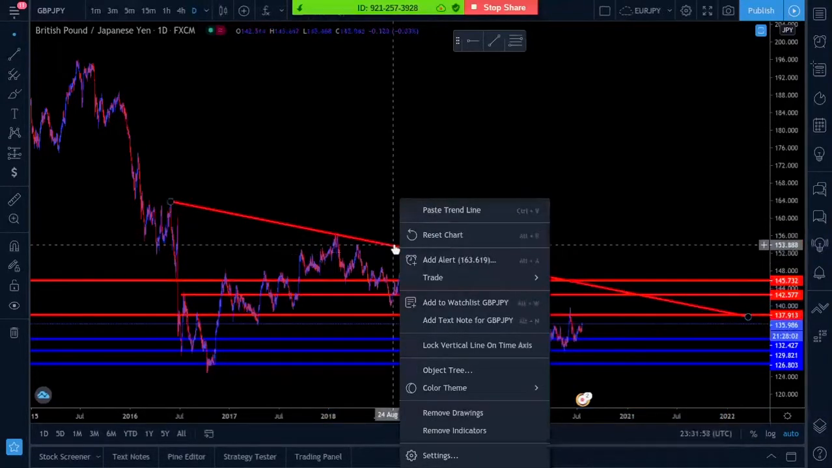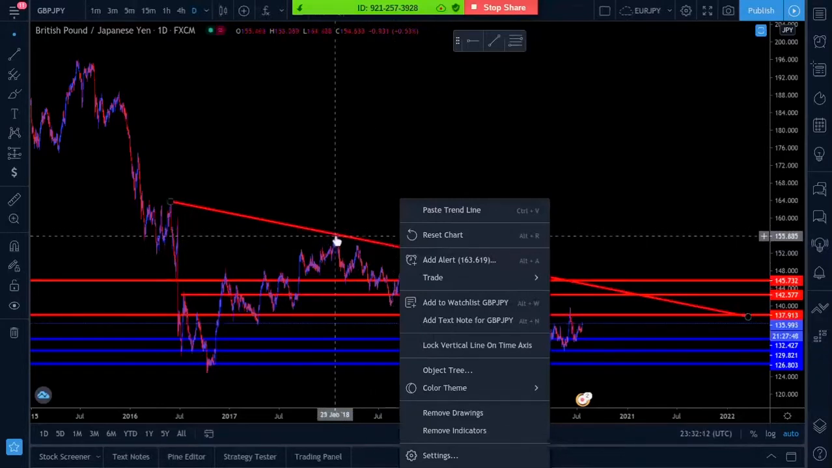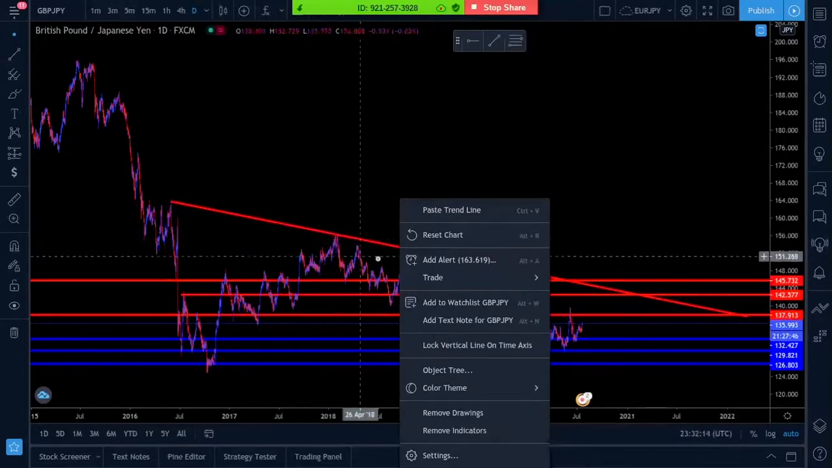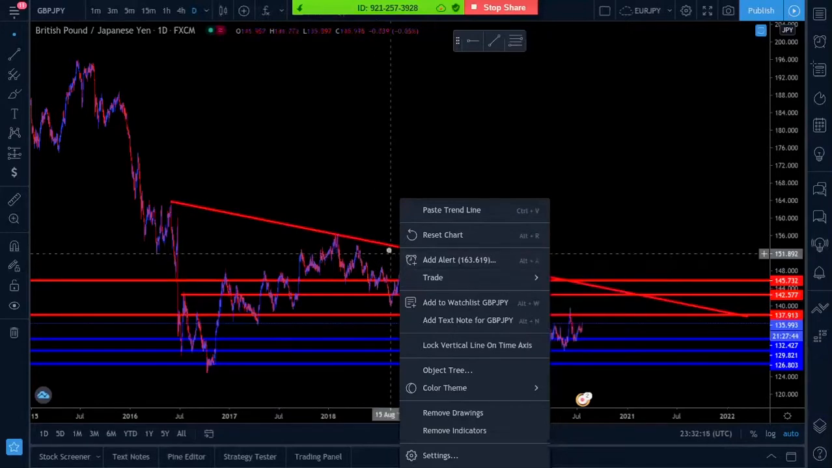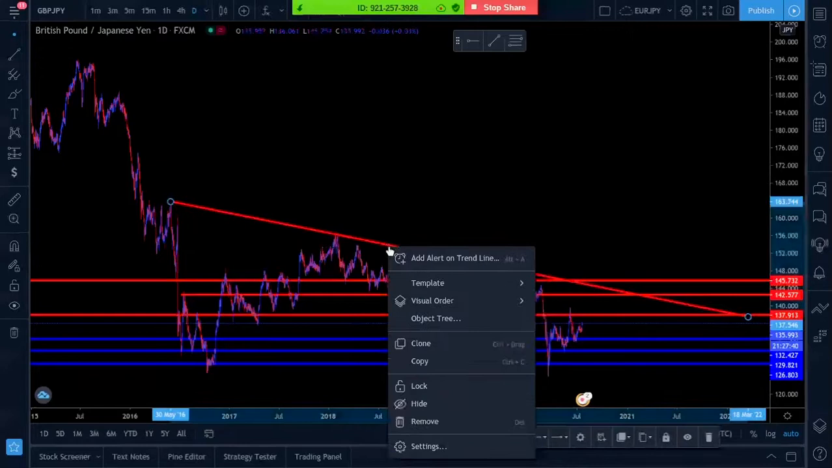hover over the trend line or over your resistance or support. So in this case, it's a resistance because it's coming down. So every time it touches this trend line, it's acting as resistance. It drops, it drops, it drops. So hover over it and right click or double click on it. When you see the settings option or clone and copy, hit on clone.